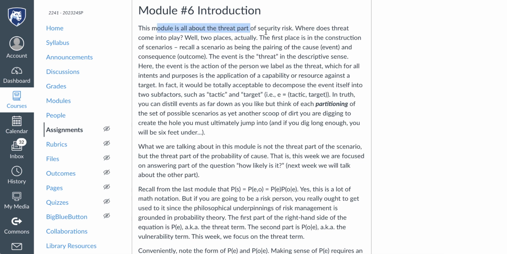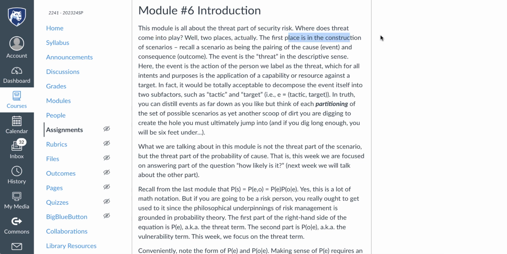So in this module, we're gonna basically consider the threat part of security risk, right? You gotta remember that risk, the computation of risk, is actually considering threat and the vulnerability. In here, we are going to focus on the threat part. So, where does threat come into play? Well, there are actually two places, okay?